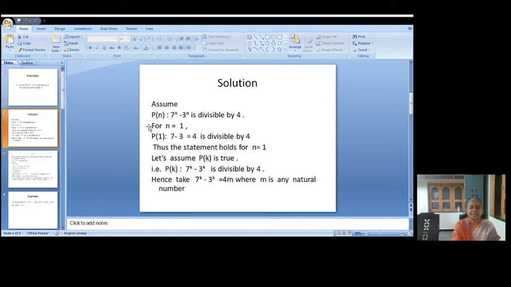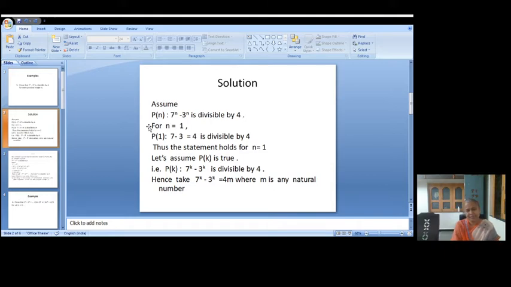Now we first see that the statement holds for n equal to 1. Taking n equal to 1, P of 1 means 7 raised to 1 minus 3 raised to 1. Here I have not written n equals 1 explicitly; directly I have taken 7 minus 3, because 7 raised to 1 is 7 and 3 raised to 1 is 3 only. That is 7 minus 3 equal to 4, and this is divisible by 4. Thus the statement holds for n equal to 1.